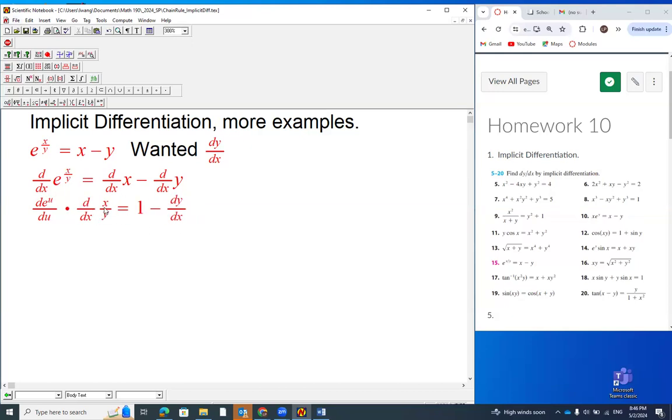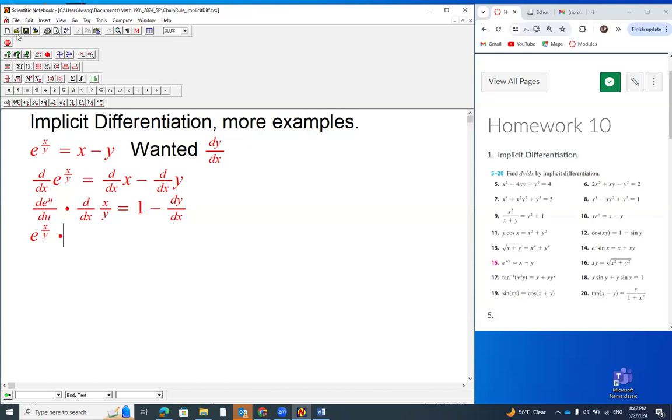And so now, this step you can actually skip. You can go directly to the next step, which is that the derivative of e to the power u with respect to u is e to the power u, right? And u obviously is x over y. And then we multiply by the derivative of the quotient. So you could skip this step and go directly to the next one.